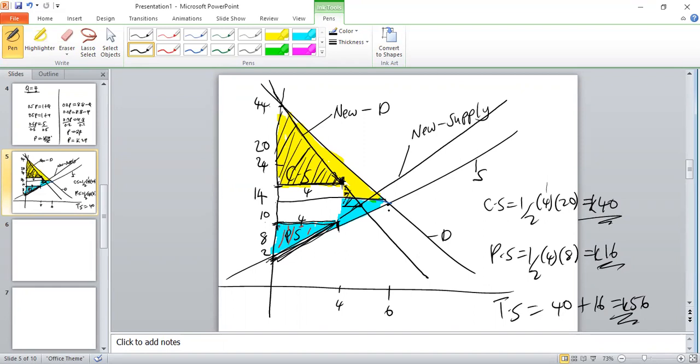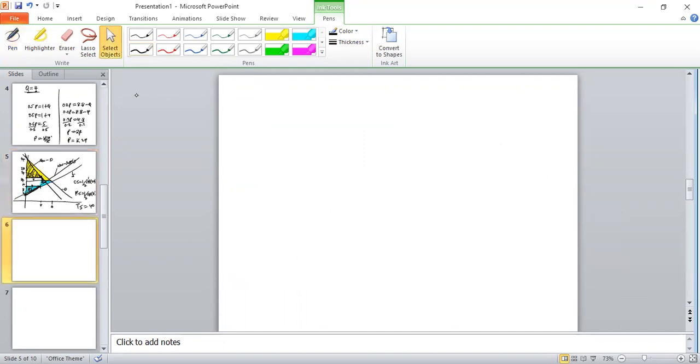And for that is the question. Then they are saying, calculate the elasticity of demand at the point of equilibrium. So what's the formula for elasticity of demand?